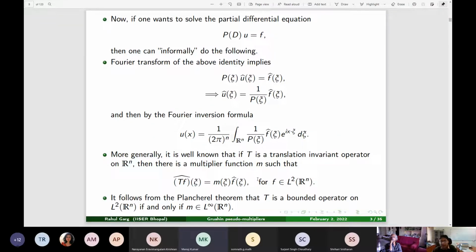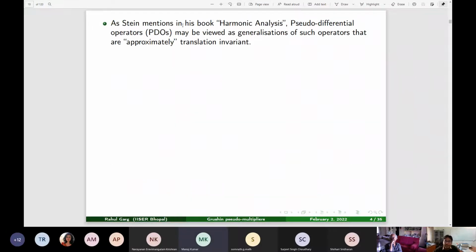All right. Now I go a little further. Instead of looking for a translation invariant operator, let me look for almost translation invariant. As Stein mentions in his book on harmonic analysis, and I'm quoting, pseudo-differential operators may be viewed as a generalization of such operators that are approximately translation invariant.